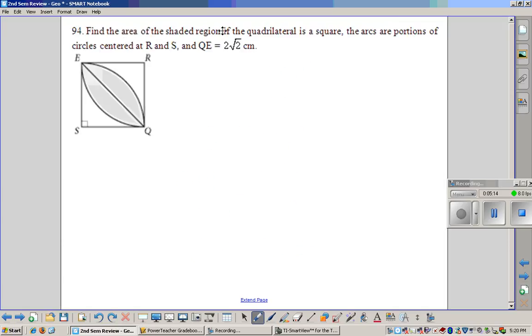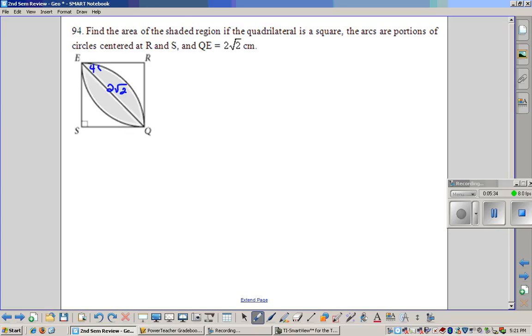Get on to the next problem. Find the area of the shaded region. If the quadrilateral is a square, the arcs are portions of the circles centered R and S, and QE is 2. So this is 2. So that's 2 root 2.